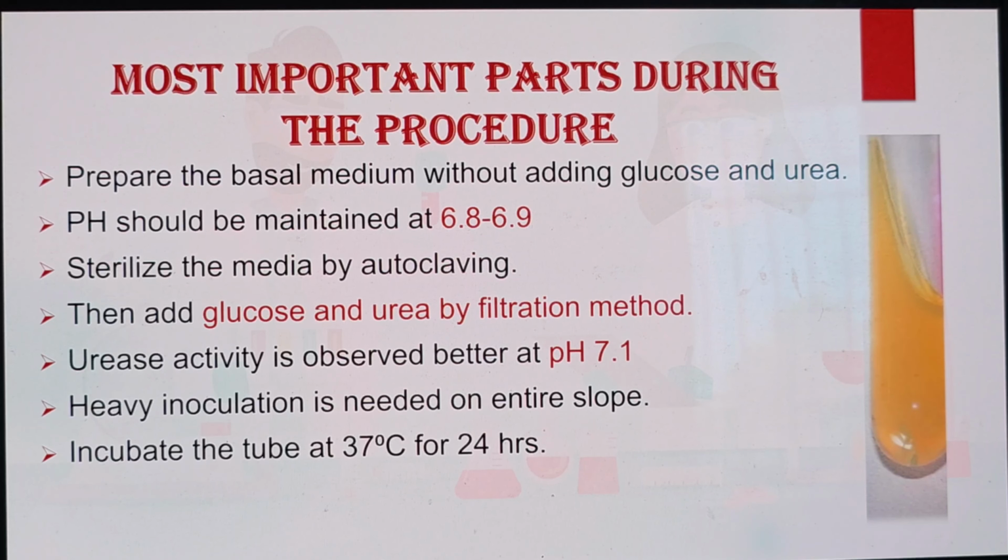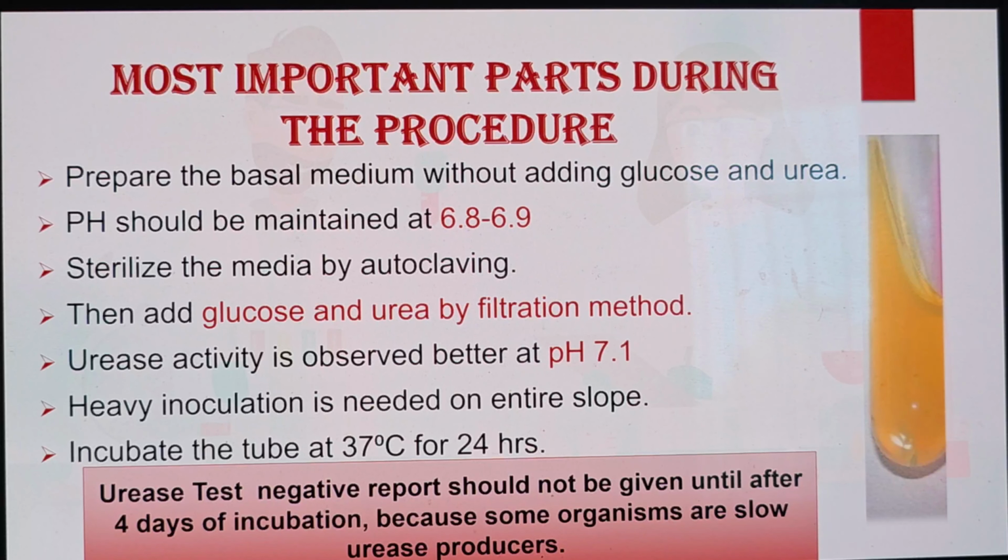Urease activity is observed better at 7.1 pH. Heavy inoculation is needed on the entire slope. Incubate the tube at 37 degrees centigrade for 24 to 48 hours. Urease test negative reports should not be given until after 4 days of incubation because some microorganisms are slow urease producers.